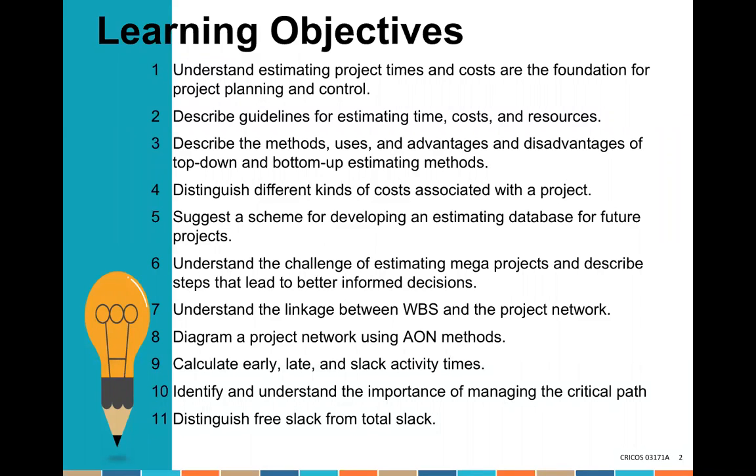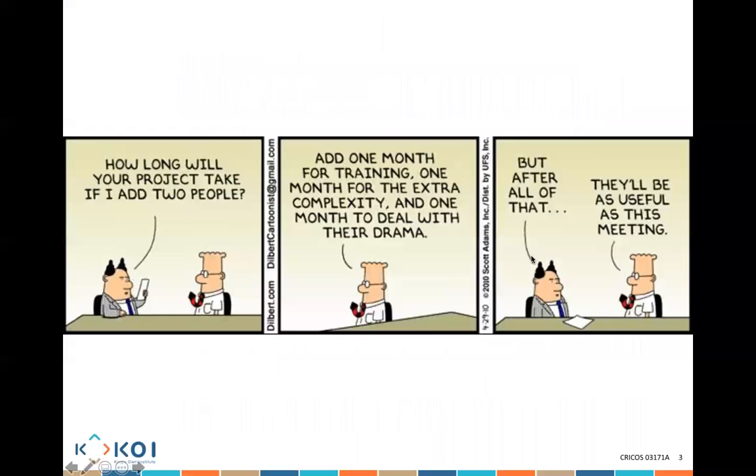We're going to understand the linkages between the work breakdown structure that you need to develop in details for your assignment and the project network. We're going to learn about the network diagram, which you will need to make sure you demonstrate you know how to do in your midterm exam as well as in your final exam. We're going to need to calculate early, late, and slack activity times, which most likely would be a final exam question. We're going to identify and understand the importance of managing the critical path. What is the critical path? You need to know about it. And we are going to be distinguishing between free slack and total slack.